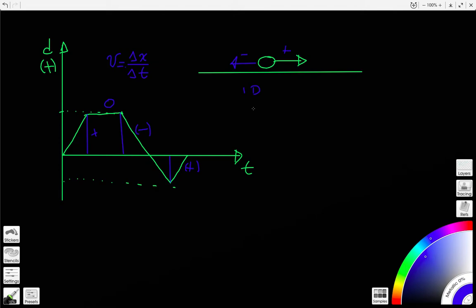If we have a velocity with a positive sign, that means that we are moving at 0 degrees. It means we are moving to the right. If I give you a velocity with a negative sign, that means we are moving at an angle of 180 degrees. So we are moving to the left.